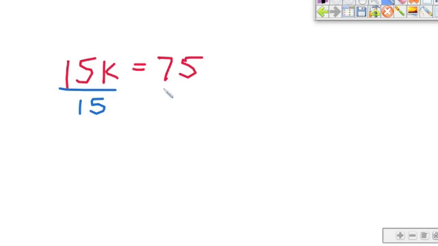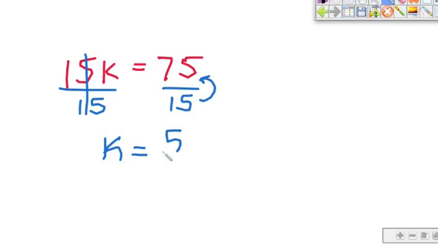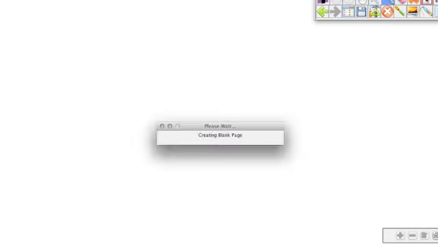All right, 15K equals 75. All right, some number times 15 gives me 75. Well, inverse of multiplication is division. So we're going to divide each side by 15. 15's cancel, the K falls down. 15 goes into 75. Remember, it's always going up into it 5 times. So K equals 5.